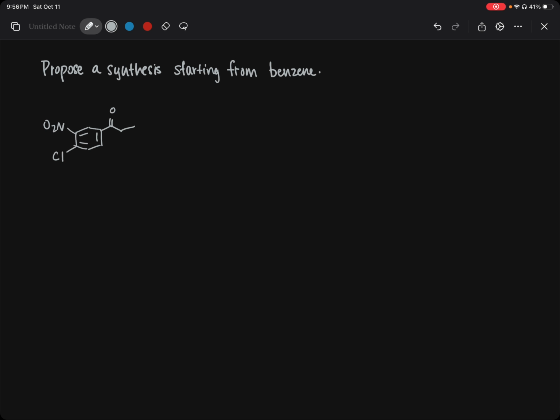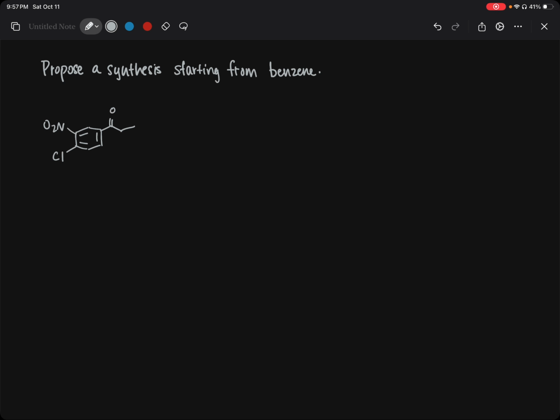Well, we're going to have to put each group on individually. So we're going to have to do three separate reactions, one to put on each of these groups. And we'll have to do them in an order that makes sense to get the correct positioning, right? A para relationship between these two groups, a meta relationship between these two groups, and an ortho relationship between these two groups. We'll have to come up with some sort of order that makes sense so that the directing groups push everything else into the right position.